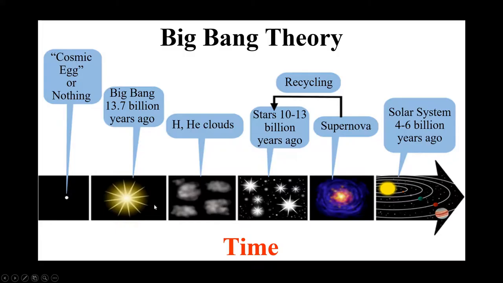So here's a summary of what I just covered. The Big Bang Theory started from nothing or a cosmic egg. Then we had the Big Bang explosion 13.7 billion years ago. Hydrogen and helium clouds. Stars began to form 10 to 13 billion years ago, and then eventually our solar system 4 to 6 billion years ago.